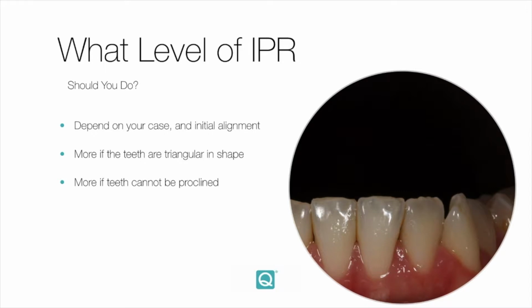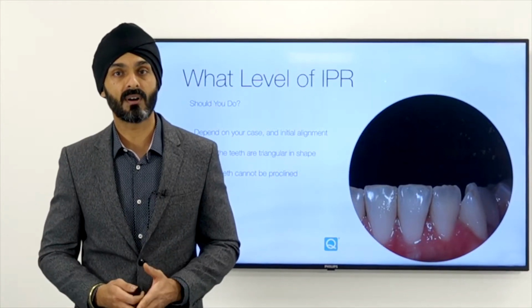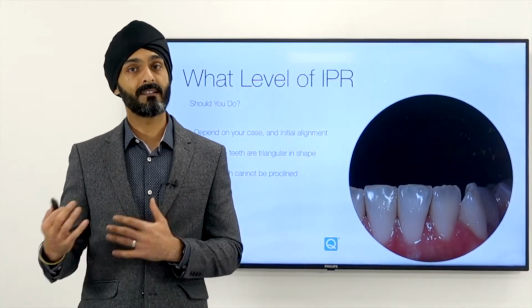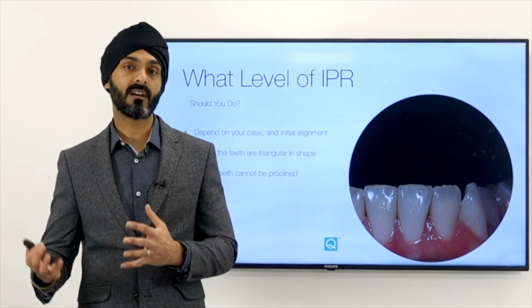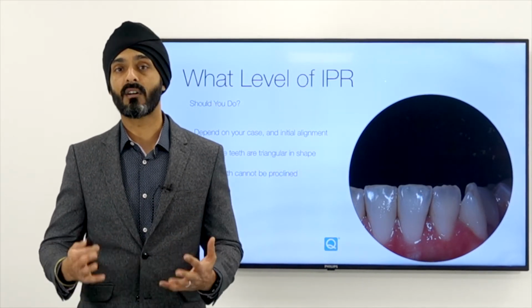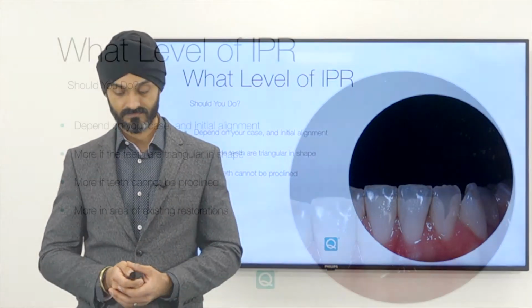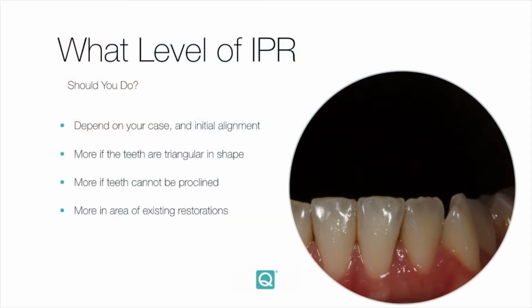So in situations where the teeth are already proclined, or if we were to procline them further, it would actually detract from the aesthetics of the smile, we then need to rely more heavily on IPR, and we can't rely at all on any arch expansion in those situations. We should also keep an eye out for existing restorations. It's much more preferential to reduce a tooth restoration than it is natural tooth.